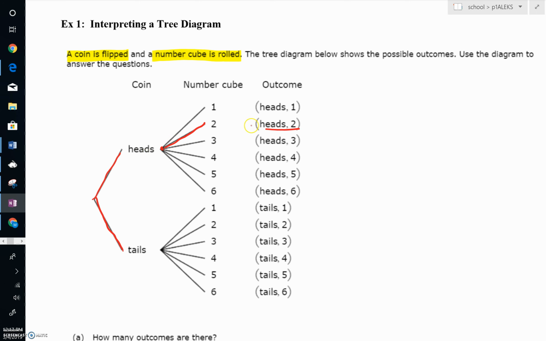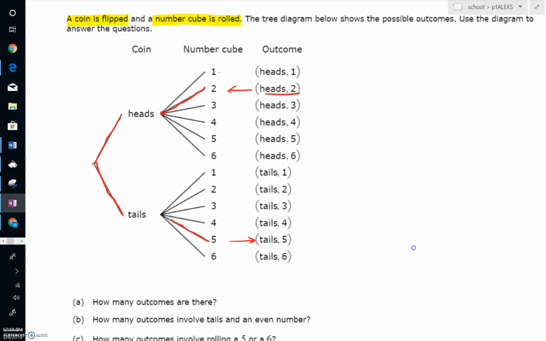So this outcome that we're seeing right here, this branch would indicate that a head showed up for the flip of the coin, and then the number 2 was rolled on the die. And you can see you can have 1, 2, 3, 4, 5, 6, any of those numbers showing up for heads. Likewise, you could have had tails, you'd have the same thing. But once again, wherever we have a little branch here, that's always going to be indicative of the outcome that's listed on the far right.